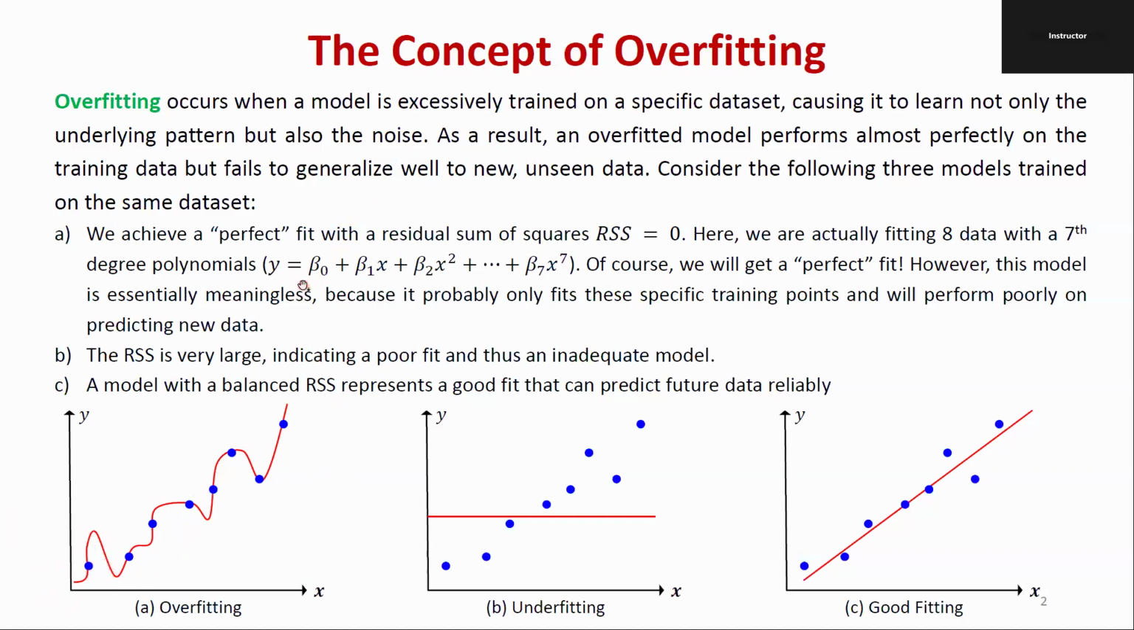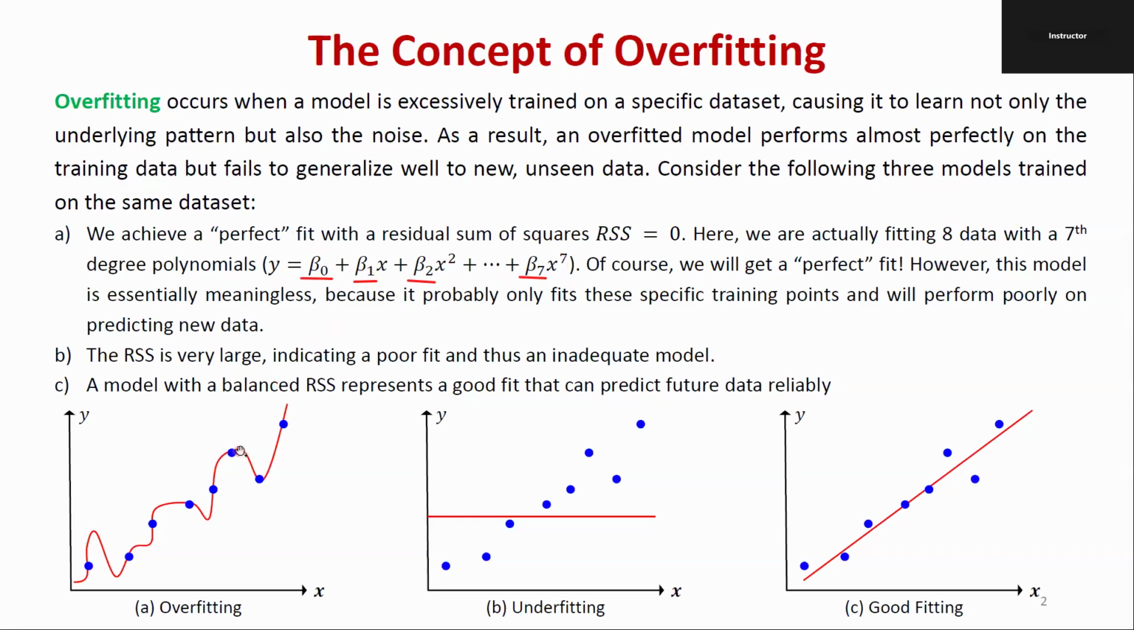Seventh polynomial, it has seven coefficients to fit, which are beta 0, beta 1, beta 2 till beta 7. Sorry, it has 8, not 7. It has 8 coefficients. Now think about it. You have 8 data to solve 8 coefficients. So of course you will get an accurate fit. It's just like you have 8 equations to solve 8 variables. In many cases, you get a unique solution.